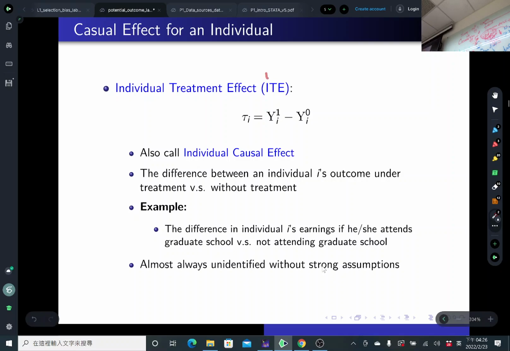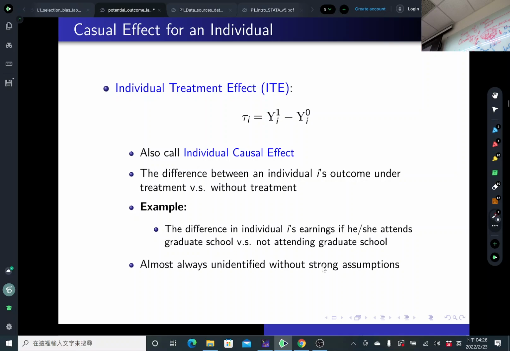Sometimes we also call it the individual treatment effect or individual causal effect. It is basically the difference between the outcome if this person gets a treatment and the outcome if he did not get a treatment, so Y1 and Y0, these two potential outcomes. For example, the difference in the individual's earning if he attends grade school versus does not attend. But you can imagine only one will be observed, because this person either attends grade school or does not. So one outcome must be missing.